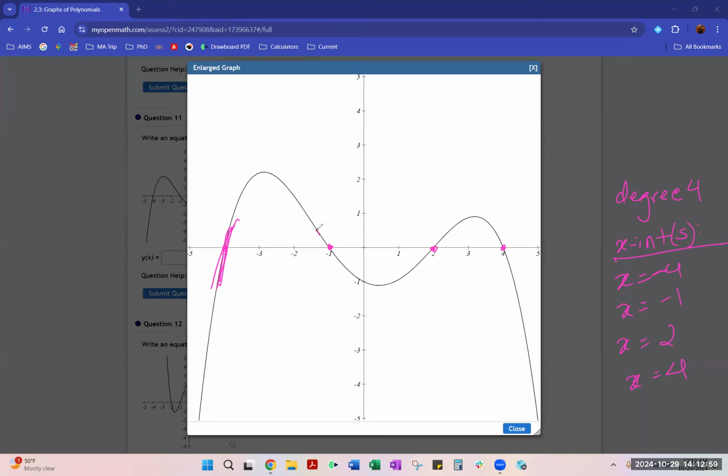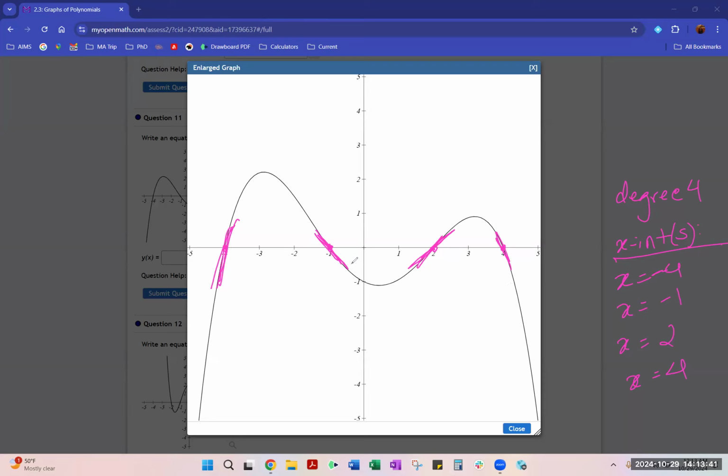So it's crossing at -4. Our graph is also crossing at -1. The graph is crossing at +2, and the graph is crossing at +4. So if the graph crosses the x-axis at those x-intercepts, that tells you that each of the factors that is associated with these x-intercepts is going to be an odd exponent. So basically, if the graph is crossing, then the exponent or the multiplicity, you can also think of it in terms of multiplicity, the multiplicity will be an odd number.